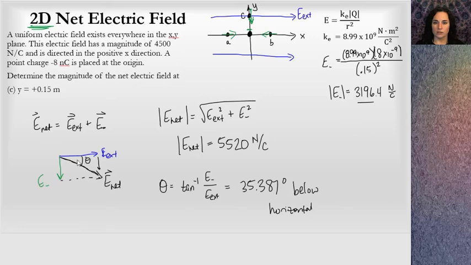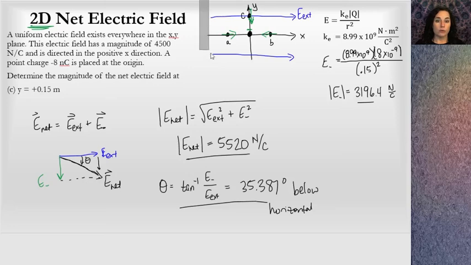Below the horizontal there. It extends below the horizontal. Relative to the x-axis might be another way to say that. So that's how I would add electric fields that were perpendicular to one another. Very straightforward with the Pythagorean theorem.